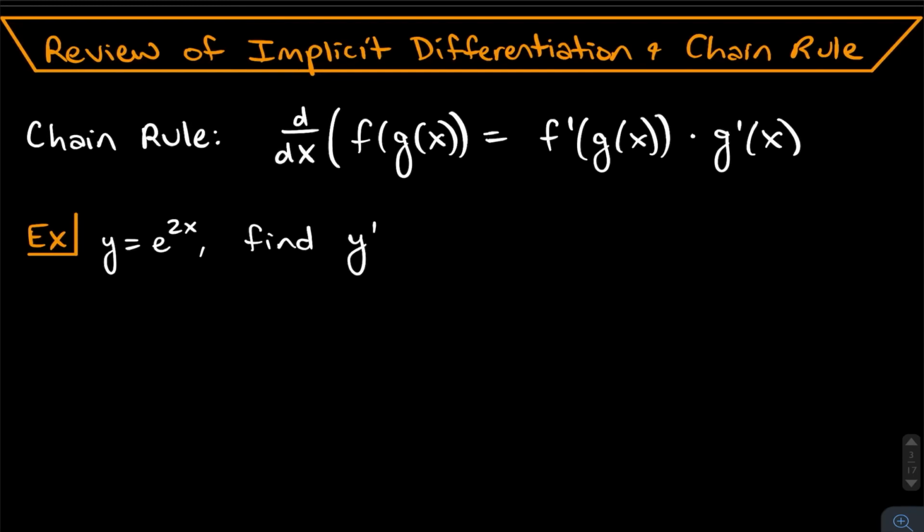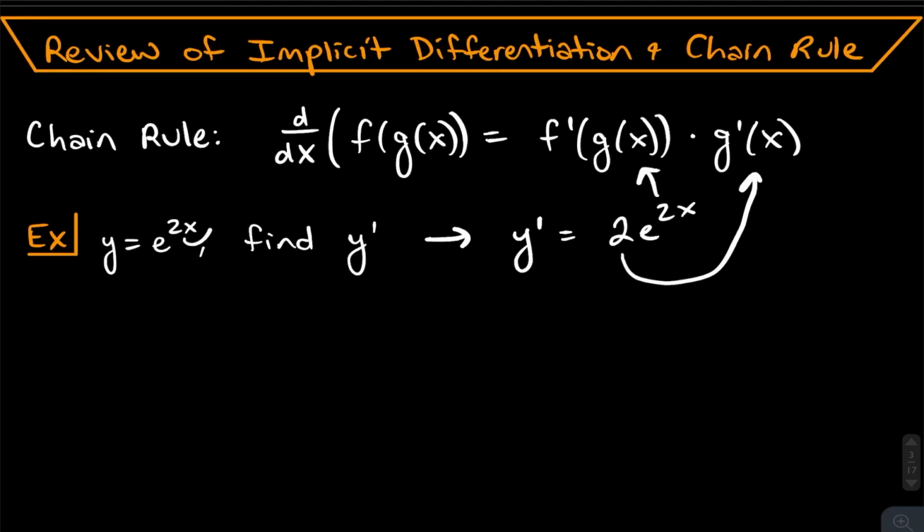Okay? So what we can end up doing here, we can see that this would just give us that y prime, the derivative with respect to x here, would be 2e to the 2x, right? If we take the derivative of the e to the 2x just like it was an e to the x, we get this piece. That's just the e to the 2x. That's the f prime of g of x. And the 2 comes from g prime of x, right? That's the derivative of what's in the exponent, okay?